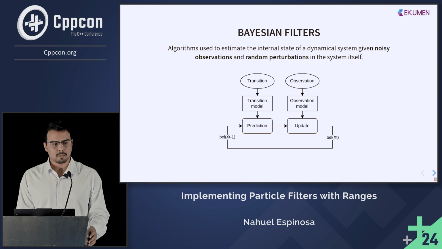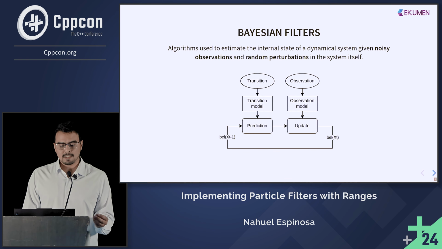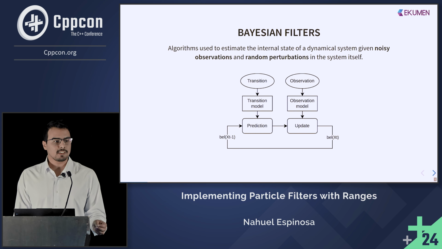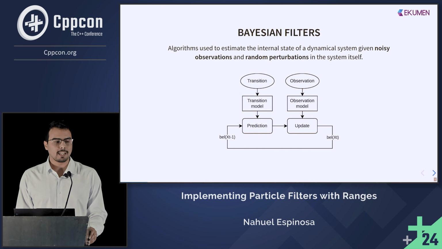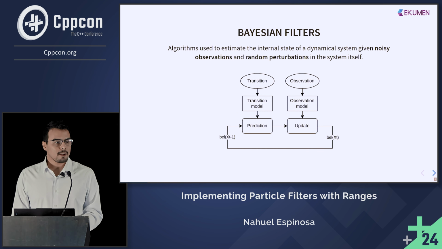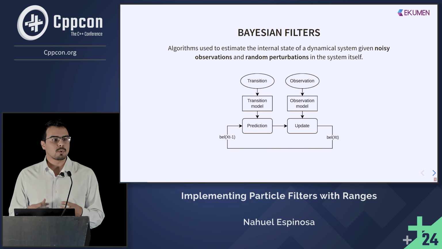And so, for starters, Bayesian filters are algorithms used to estimate the internal state of a dynamical system using given noisy observations and random perturbation in the system itself. The state can be anything from position to velocity to orientation, or a combination of variables. And we have a probabilistic distribution called belief that we want to update as we incorporate information from the environment. So we do that in 2 steps.